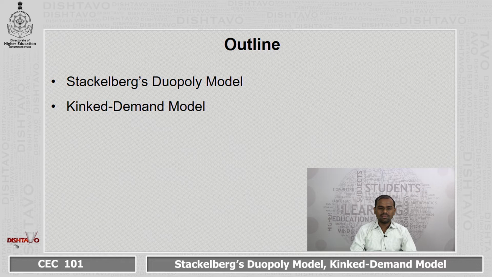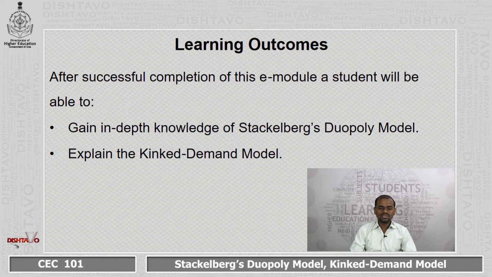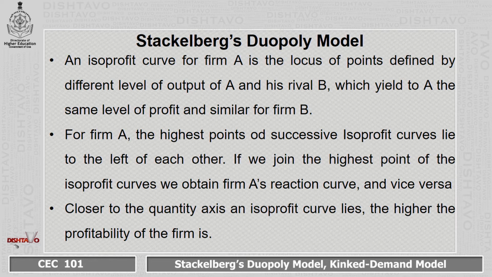The outline of this E-module: first, Stackelberg duopoly model; second, Kinked demand model. Learning outcomes: after successful completion of this E-module, you will be able to gain in-depth knowledge of the Stackelberg duopoly model and explain the Kinked demand model. Let us see the first one, Stackelberg duopoly model.